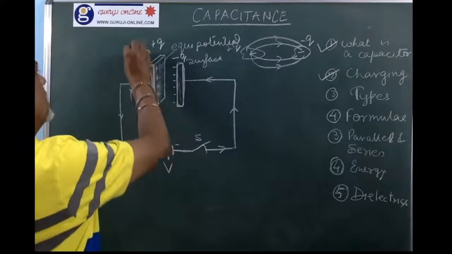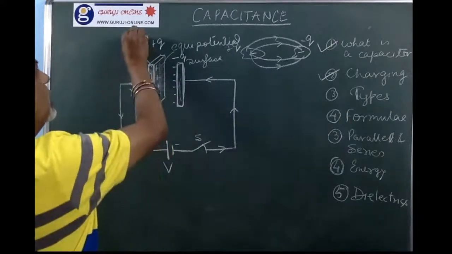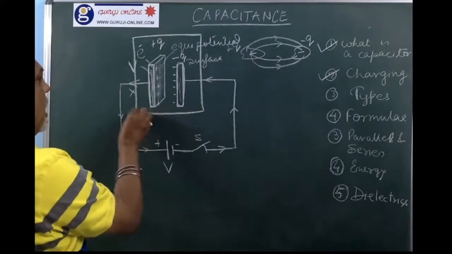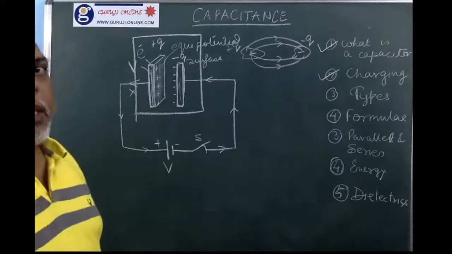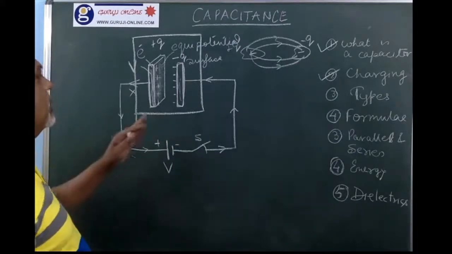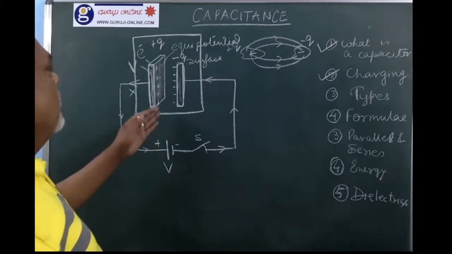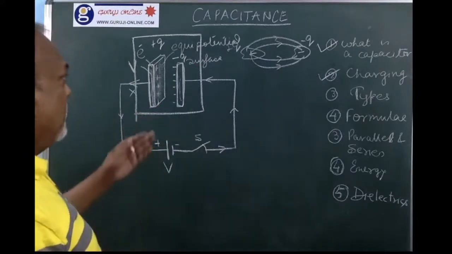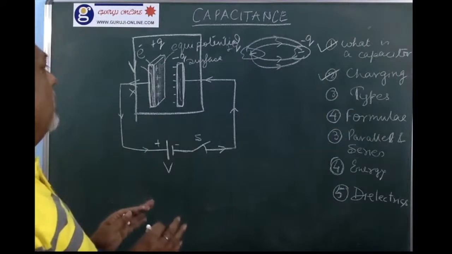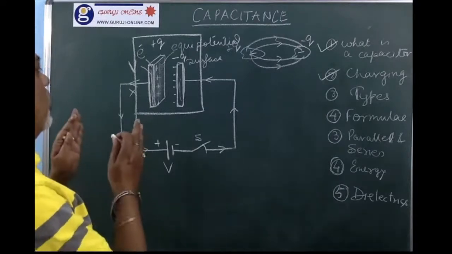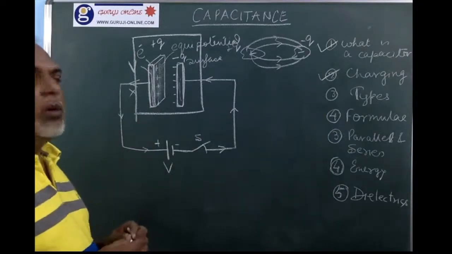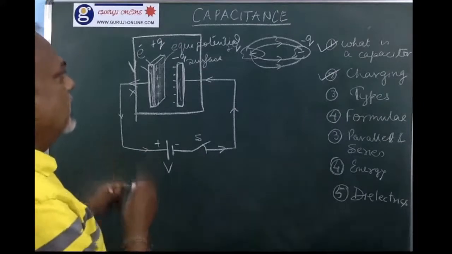So this is the process of charging the capacitor. This is a parallel plate capacitor. It is very easy to understand, but we have to understand what goes on when the capacitor charges.